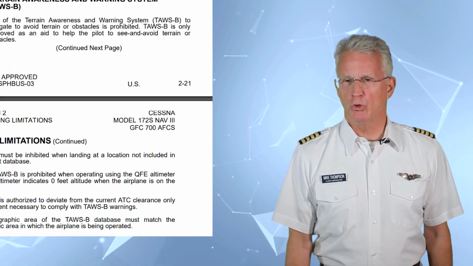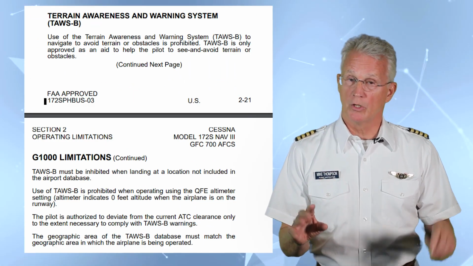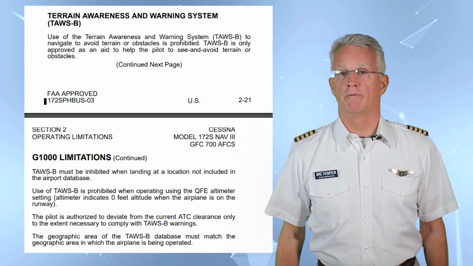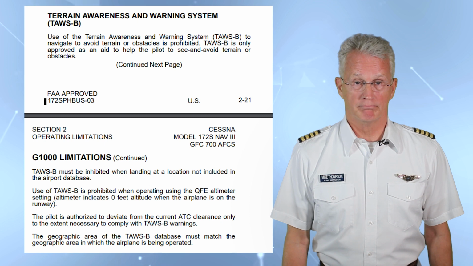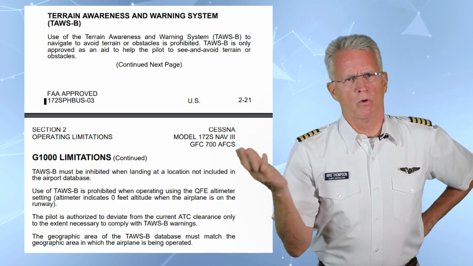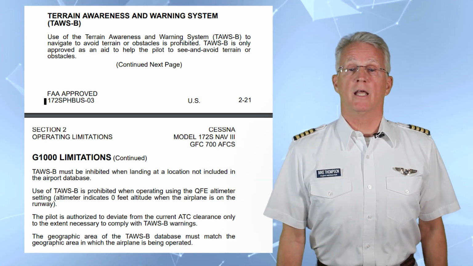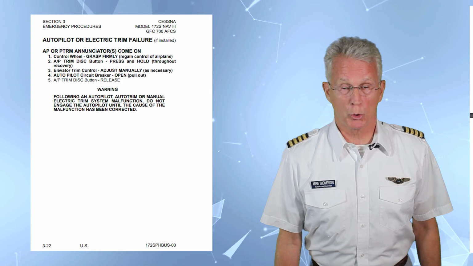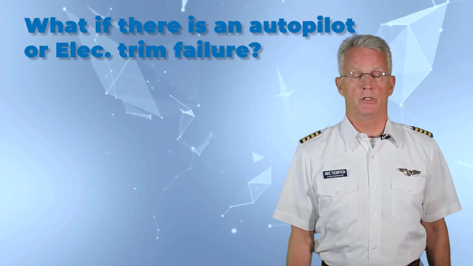Now, page 22 calls out some of the terrain awareness limitations. Be sure to review all of these limitations with your instructor. Well, I wonder, what if there is an autopilot or electric trim failure? Well, folks, in that case, we're going to turn to section 3, and on page 22, we see this procedure.